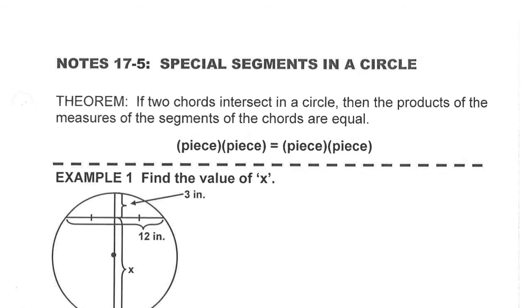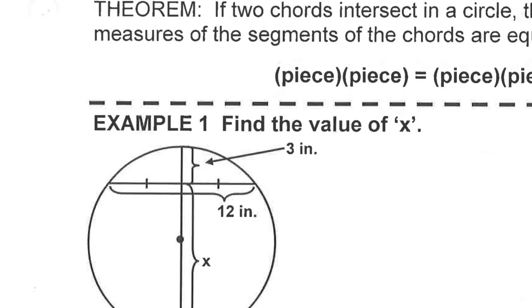If you've got two chords and they intersect in a circle, then the products of the measures of the segments of the chords are equal. What that means is if they're crossing, each segment's broken up into two pieces, like this chord right here. Let me change colors. This chord right here is being intersected by this chord. It tells us the two sides of each. So I know this is 12 and this is 3. And then the vertical line, this part is 3 and this part is x.